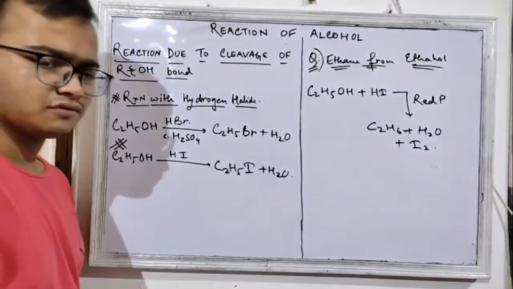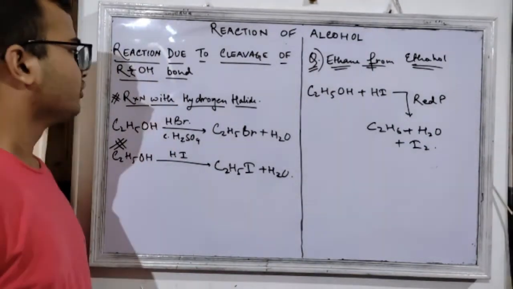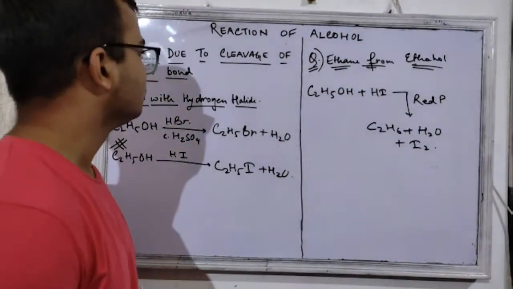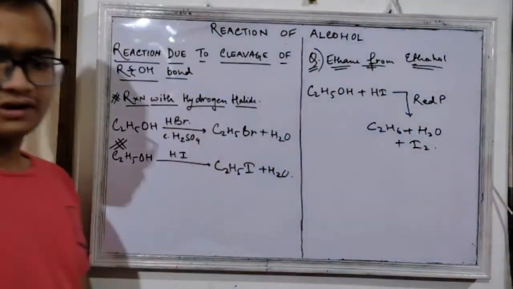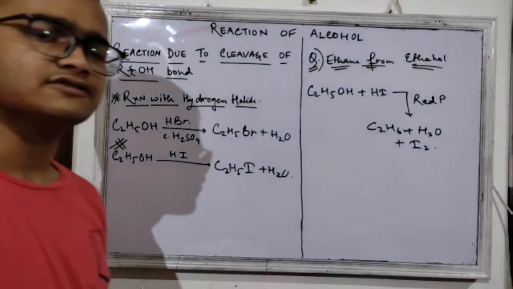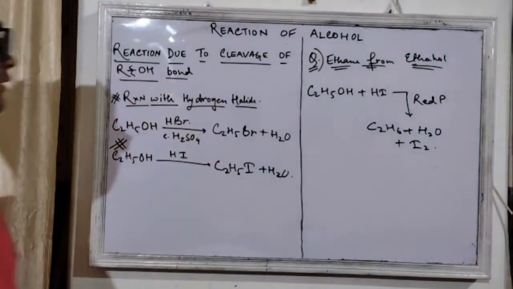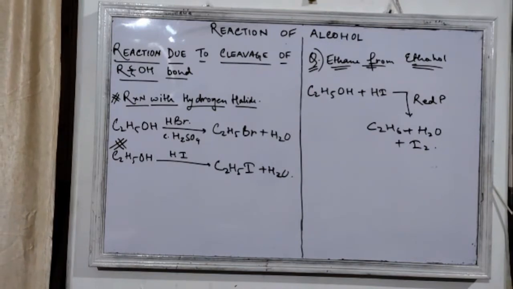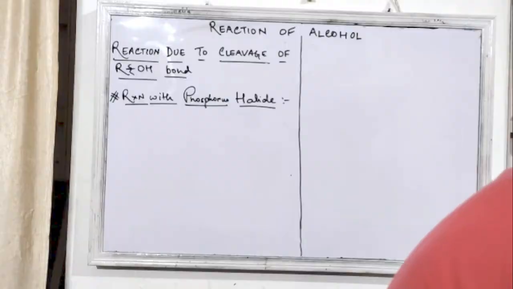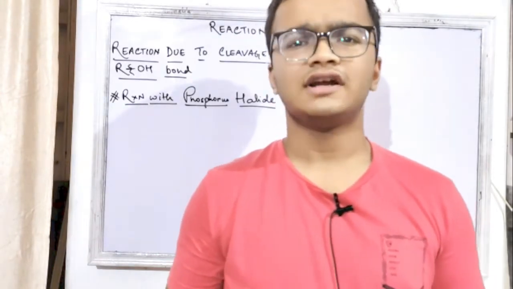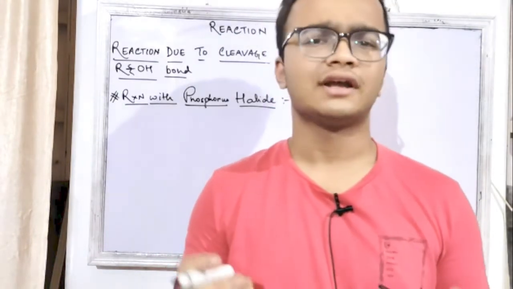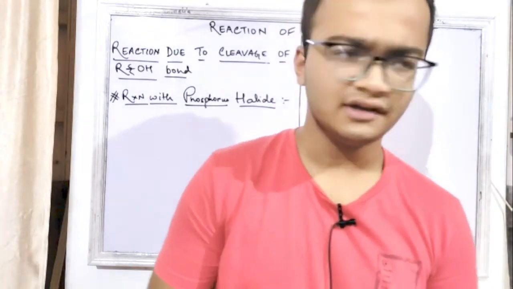So this was an interesting question about the reaction of alcohol due to the cleavage of the R-OH bond. So copy it up to this much. After this, we will come to the reaction of phosphorus halide with alcohol. Copy it. Phosphorus halide means phosphorus with any halogen compound, including bromine and iodine. So let's take the example.